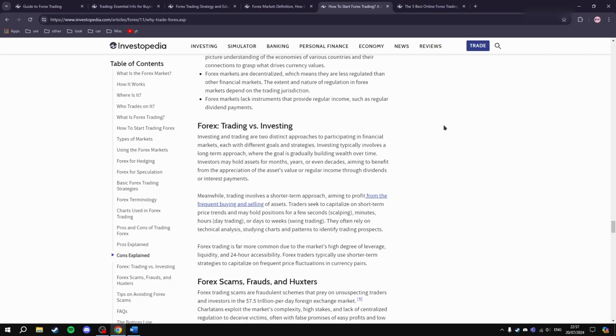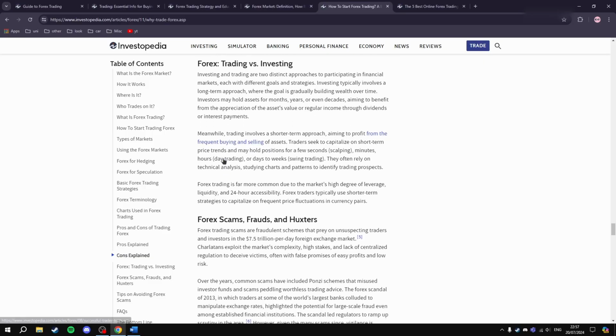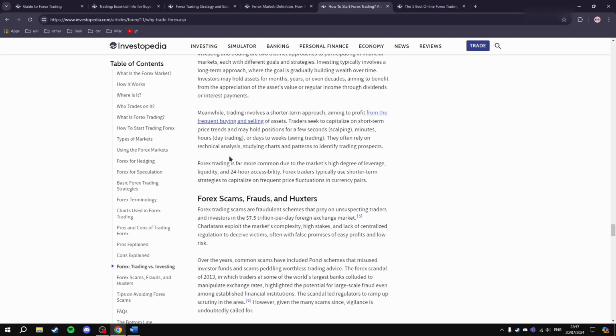Right, okay, I see. Forex trading versus investing. Investing and trading are two distinct approaches to participating in financial markets, each with different goals and strategies. Investing typically involves a longer-term approach where the goal is gradually building wealth over time. Investors may hold assets for months, years, or even decades, aiming to benefit from the appreciation of the asset's value or regular income through dividends or interest payments.